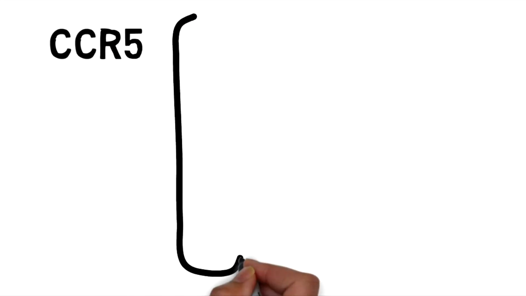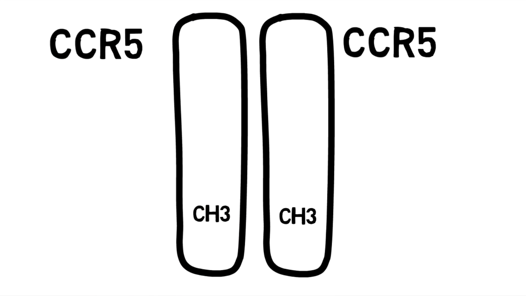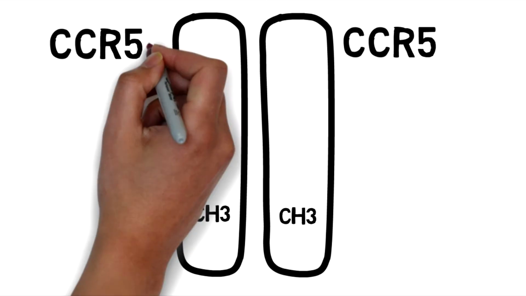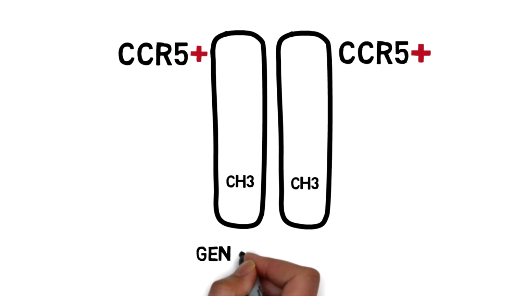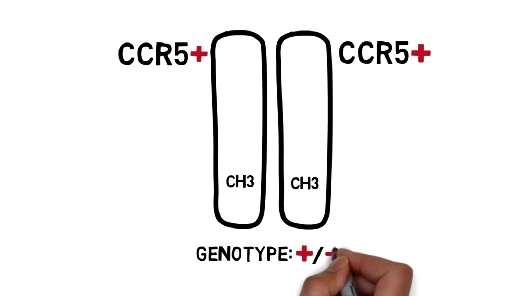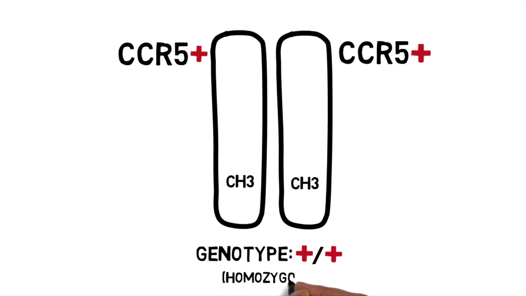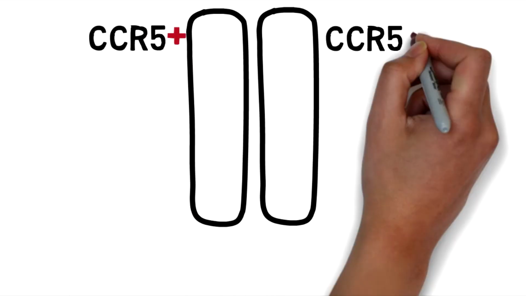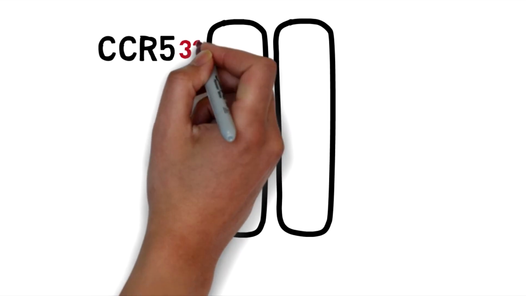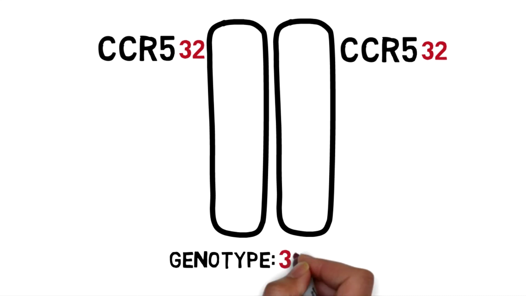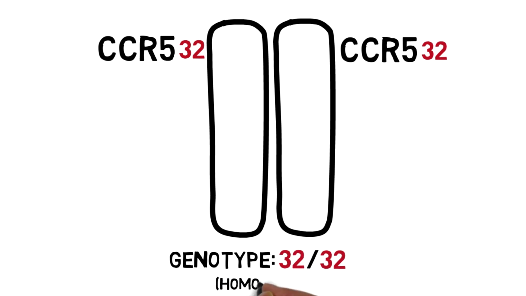CCR5 is a gene on chromosome 3. Don't forget that we each have 2 copies of our chromosomes and each can have a different allele of a gene. Remember that the CCR5 gene has a plus allele and a delta 32 allele. Most people have 2 copies of the plus allele. Their genotype is plus/plus. They are homozygous for CCR5+. Some people have 1 plus allele and 1 delta 32 allele. Their genotype is plus/delta 32. They are heterozygous for both alleles. A very few people have 2 copies of the delta 32 allele. Their genotype is delta 32/delta 32. They are homozygous for CCR5 delta 32.